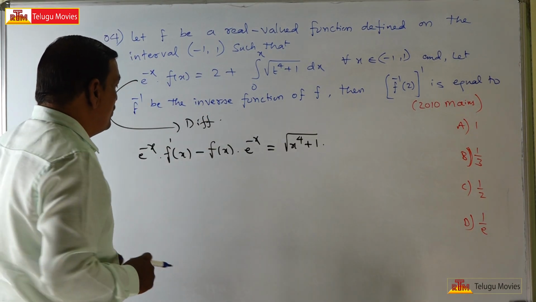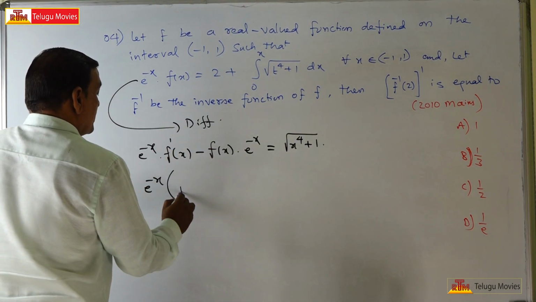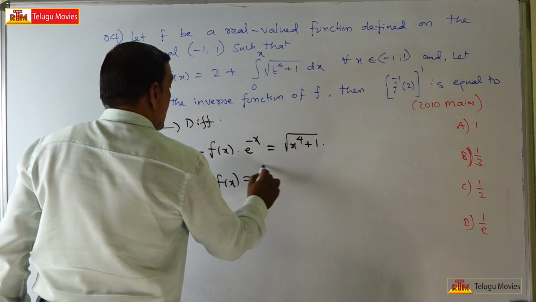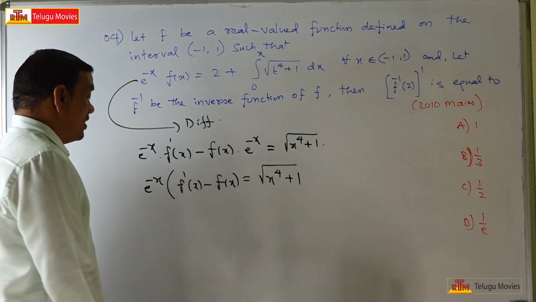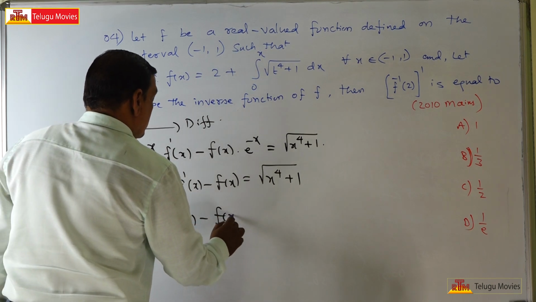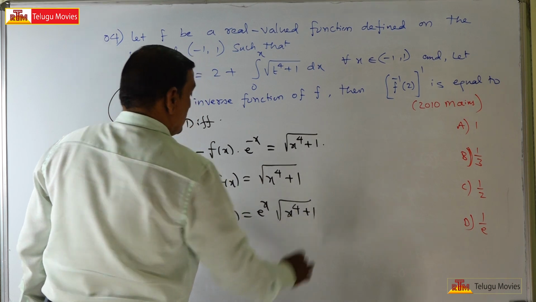Right. So if you observe here, you can take e power minus x common outside. So this is f dash of x minus f of x is equal to under square root of x power 4 plus 1. So this implies f dash of x minus f of x is equal to e power x times root of x power 4 plus 1.